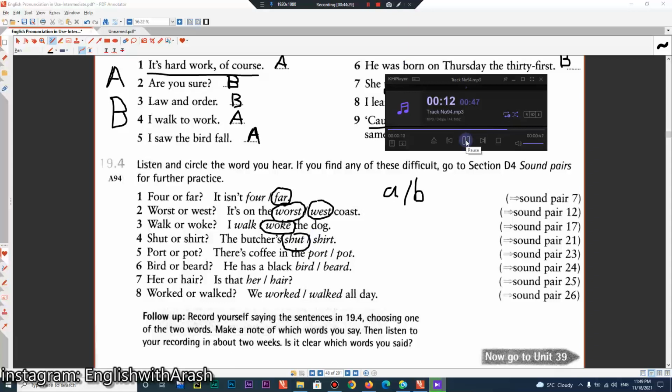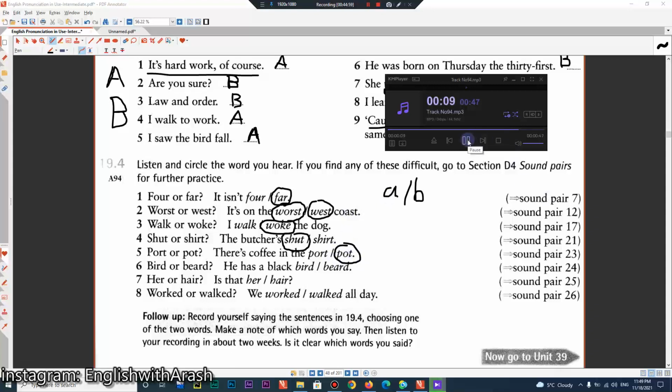5, port or pot. There's coffee in the pot. Port or pot. There's coffee in the pot. Yes, 5 is pot. There's coffee in the pot.